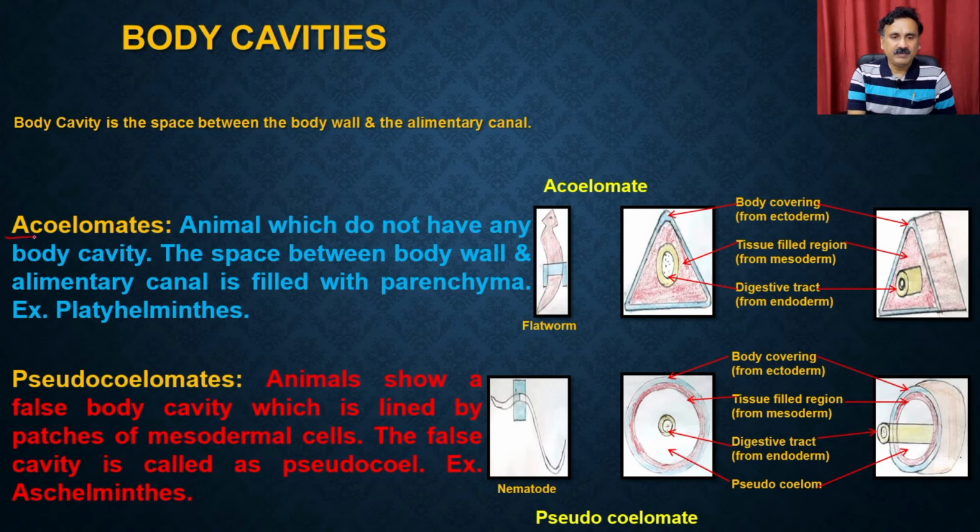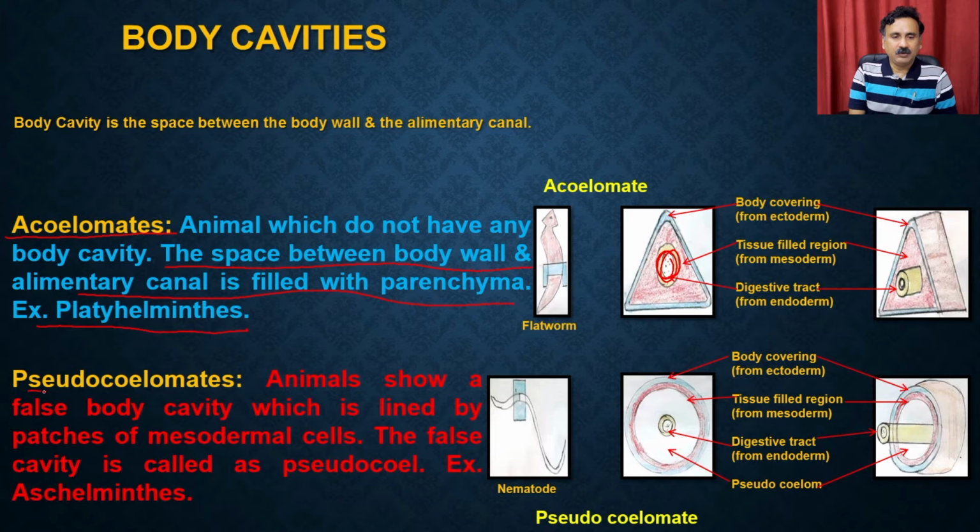They can be acoelomates. Acoelomates are the animals which do not have any body cavity. The space between the body wall and the alimentary canal is filled with the parenchyma. For example, the platyhelminthes. The platyhelminthes are acoelomates because they don't have the space between the body wall and the alimentary canal. So this is the digestive system, this is the alimentary canal, and this is the body covering, right? But in between there is no space, it is filled, right? So there is no body cavity.